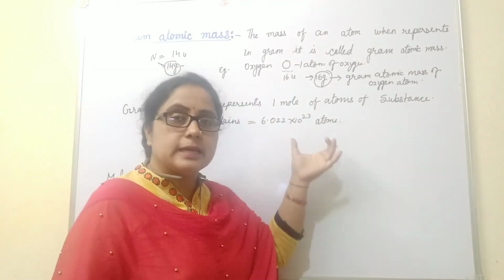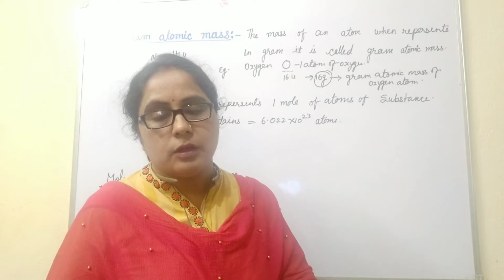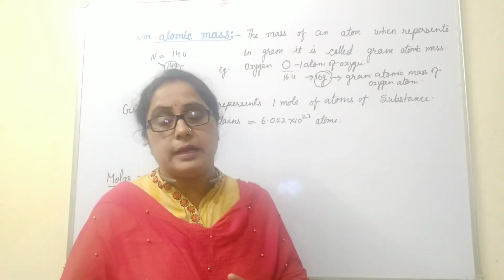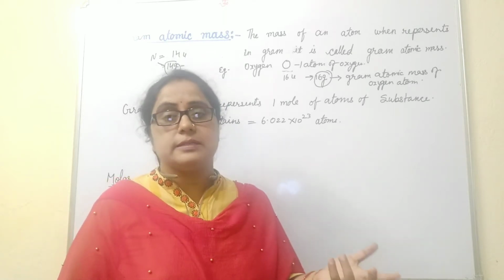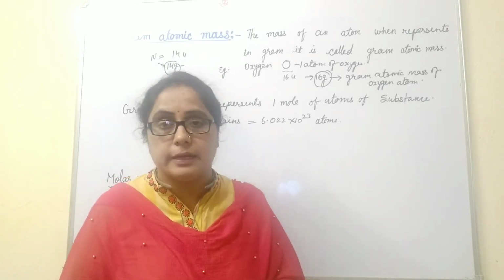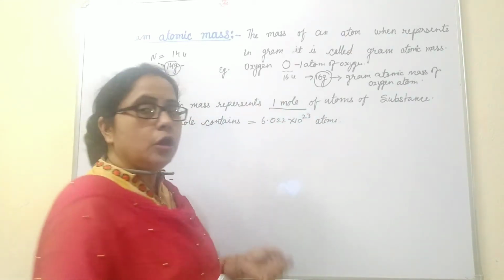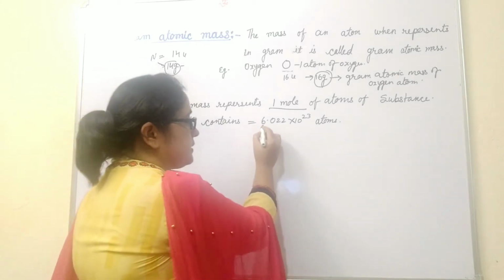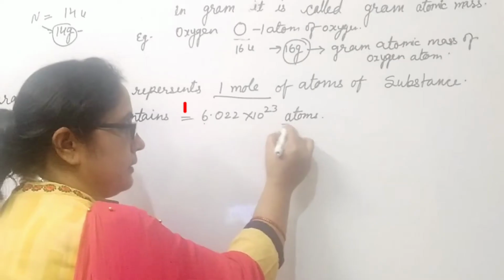This is just like when we say 1 dozen of apples or 1 dozen of bananas. 1 dozen of bananas contains how many bananas? 12 bananas. 2 dozen bananas contain 24 bananas. Similarly, 1 mole of atoms contains 6.022 into 10 to the power 23 atoms.